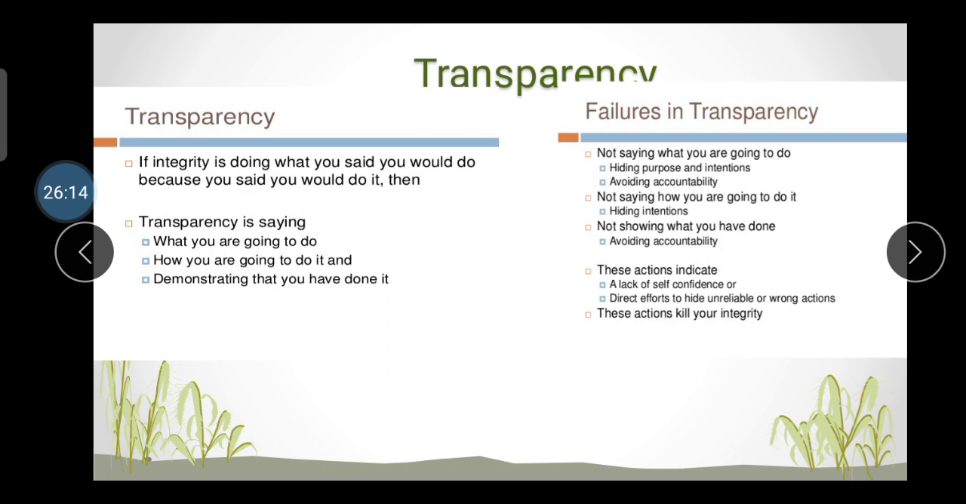Not saying how you are going to do it, hiding your intentions, not showing whatever you have done, and avoiding accountability are actions that come from a lack of self-confidence, directionless efforts, and wrong decisions. These actions kill your integrity. So always build up transparency in your work.